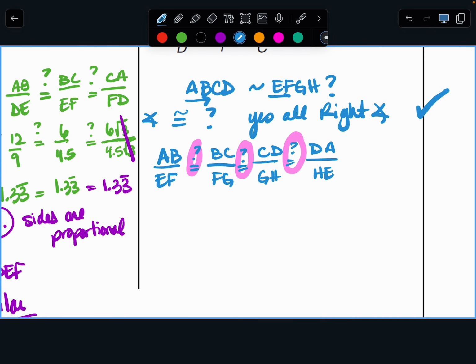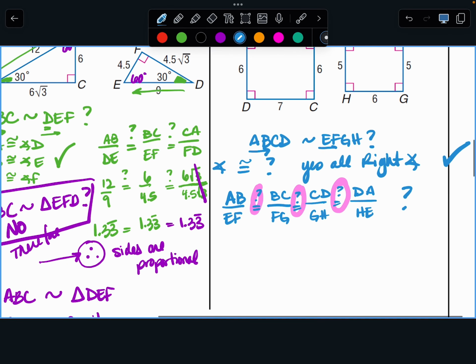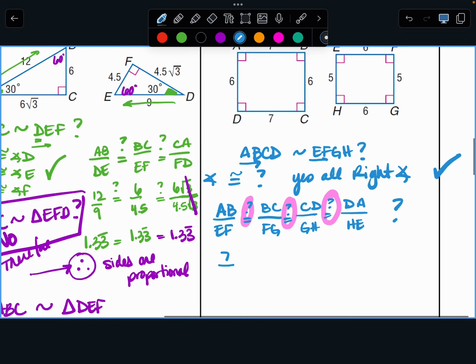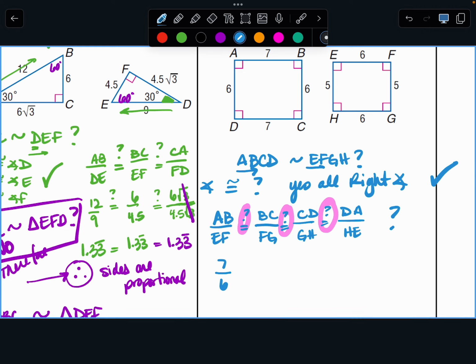We don't know yet. So then we look at AB. So AB is 7 and EF is 6. Now, when you first look at this, you think, well, why can't they be the same? The long side is one more than the short side.